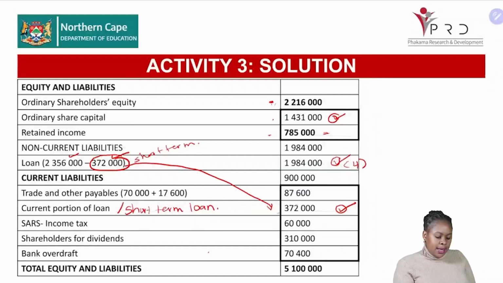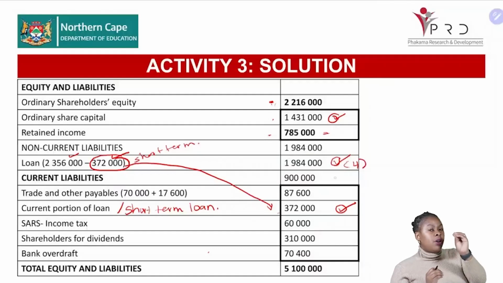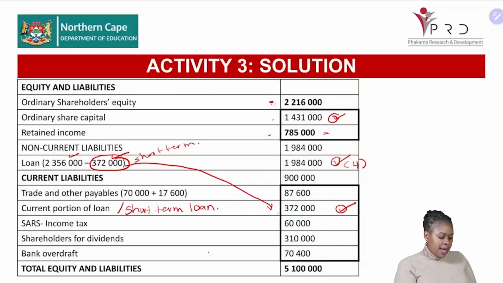So you will see that if you say the 37200, add back the 1984000, it should give you back your loan amount that you actually owe. But we've just separated it based on the fact that a portion of it is long-term, another portion is short-term. All right. So then we move on to trade and other payables. Trade and other payables, our creditors control is provided. No problems there.